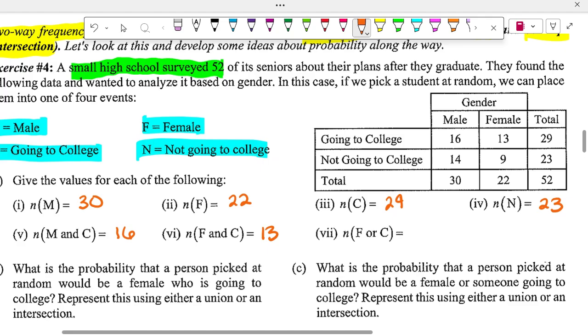Now, be careful about this. How many are female or they're going to college? I mean, they can still be female and go to college. 22, 38. 38. What? Where do you get 22?